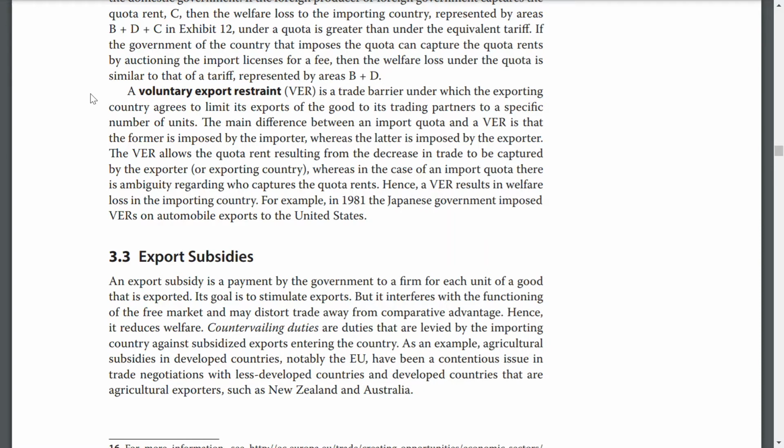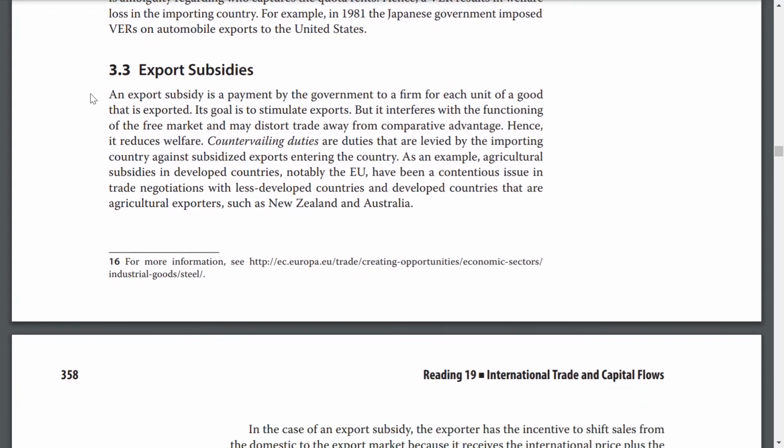Export subsidies: an export subsidy is a payment by the government to a firm for each unit of goods that is being exported. The goal is to stimulate exports, but it interferes with the functioning of the free market and distorts free trade away from comparative advantage. Hence, it reduces welfare.